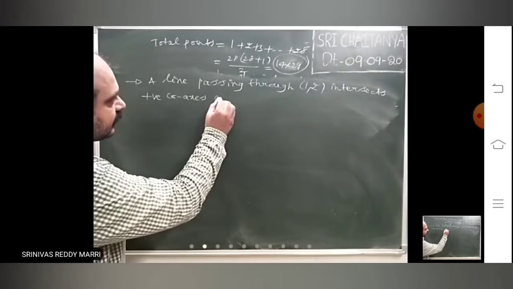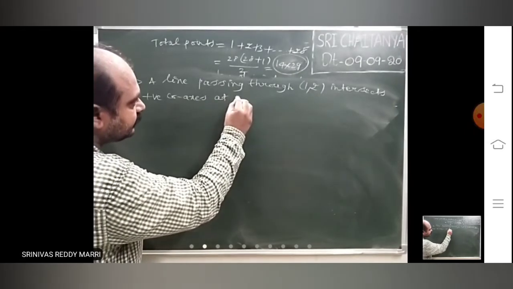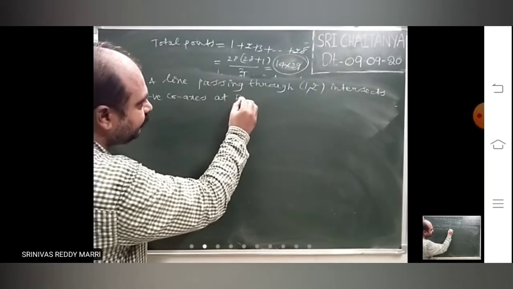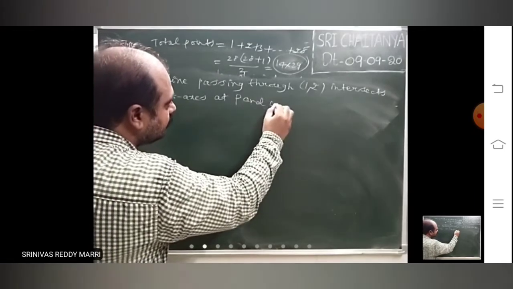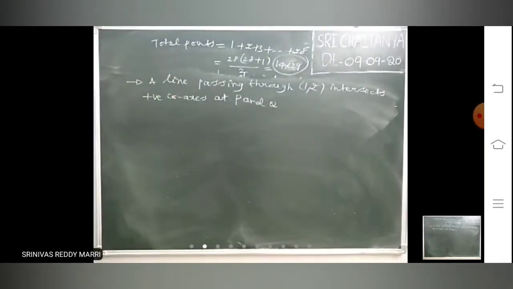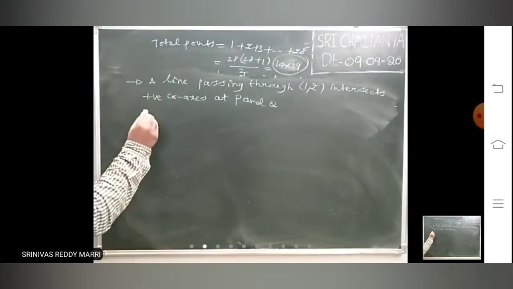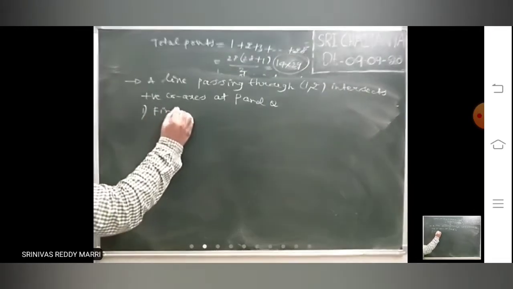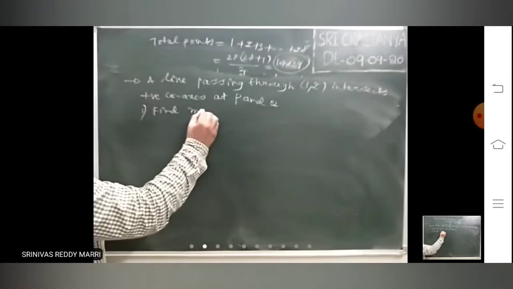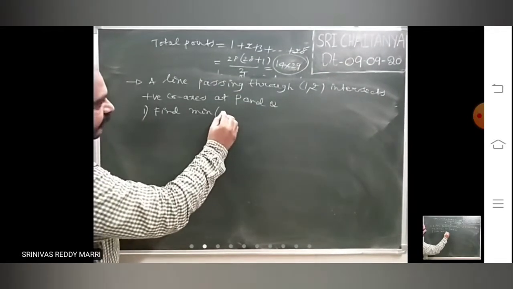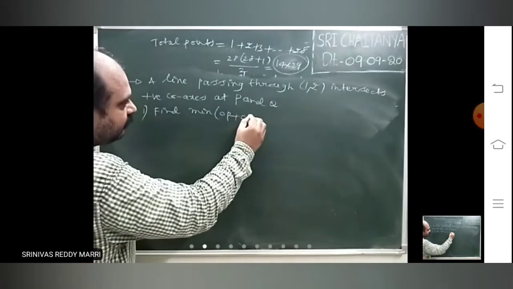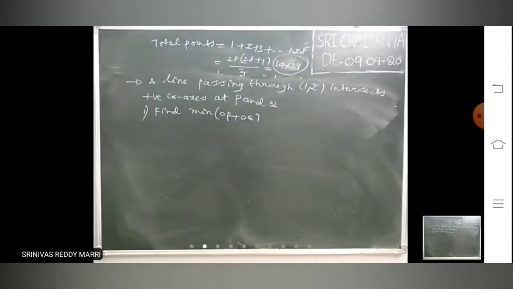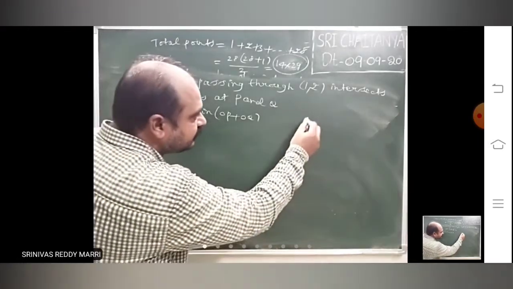The line intersects the positive coordinate axes at P and Q. The first question is to find the minimum value of OP plus OQ.